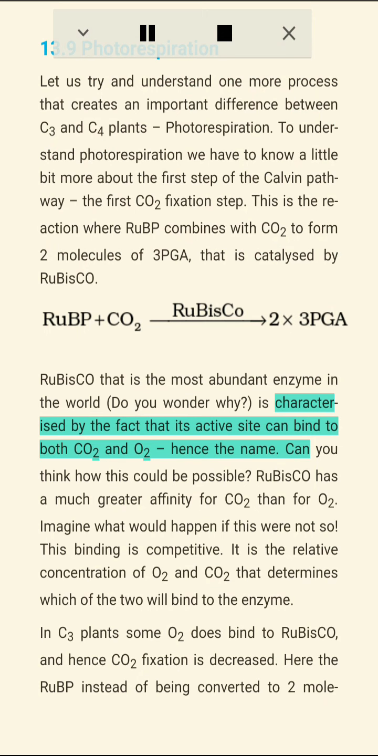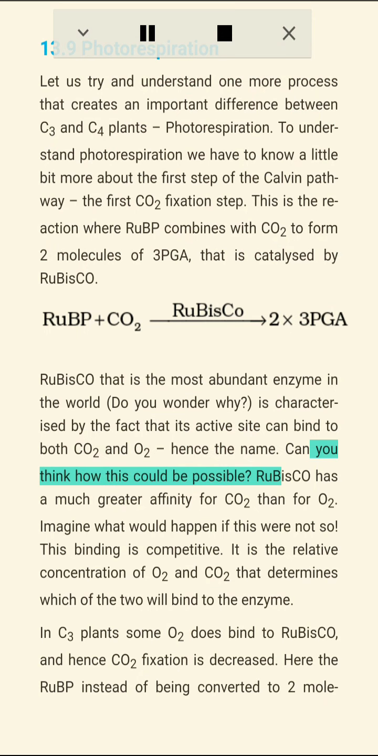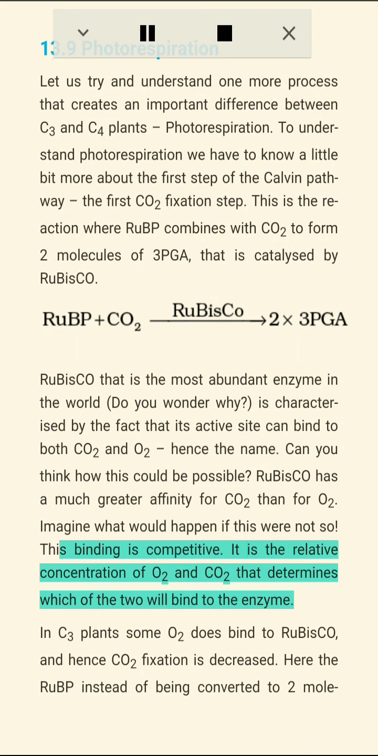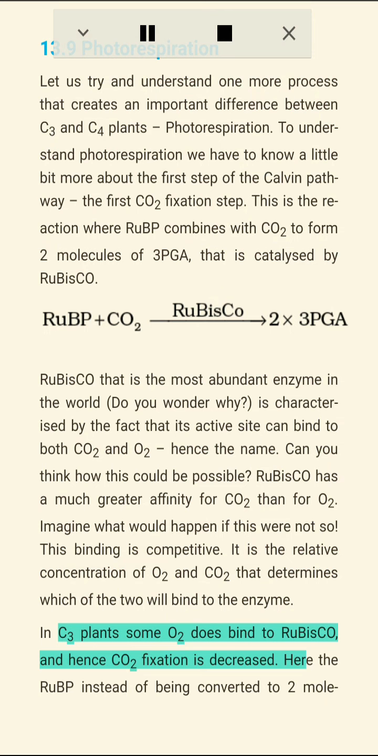Rubisco is characterized by the fact that its active site can bind to both CO2 and O2, hence the name. Can you think how this could be possible? Rubisco has a much greater affinity for CO2 than for O2. Imagine what would happen if this were not so. This binding is competitive. It is the relative concentration of O2 and CO2 that determines which of the two will bind to the enzyme. In C3 plants some O2 does bind to Rubisco, and hence CO2 fixation is decreased.